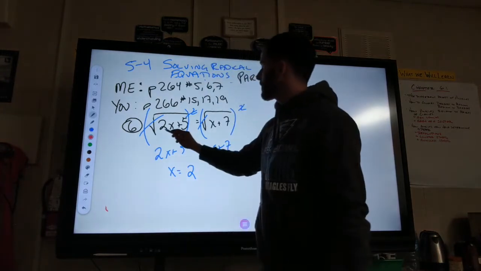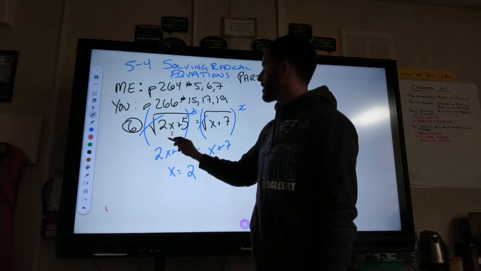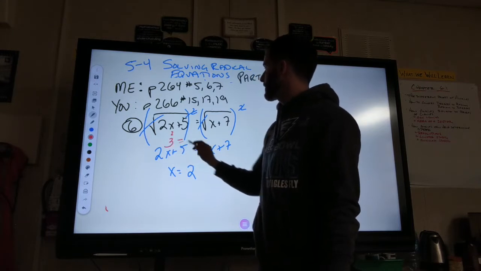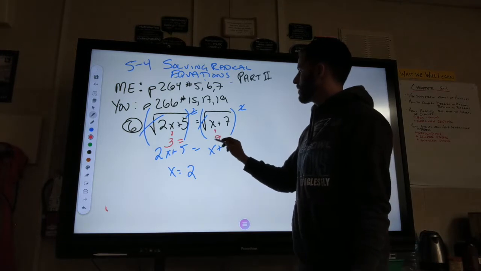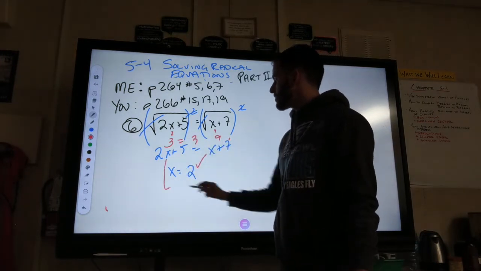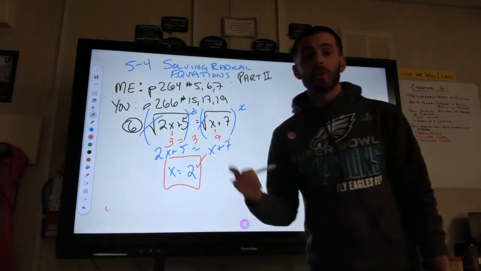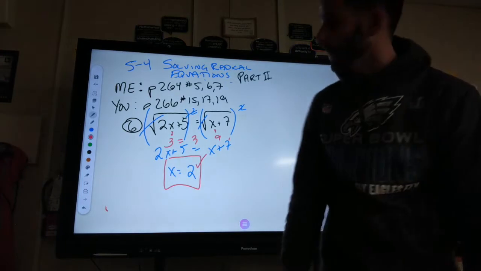Let's plug in 2. 2 times 2 is 4. 4 plus 5 is 9, and the square root of 9 is 3. 2 plus 7 is 9. The square root of 9 is 3. So 3 equals 3. 2 actually turns out to be our answer. If it wasn't, we would write down no solution. You're probably going to come across that in class tomorrow.